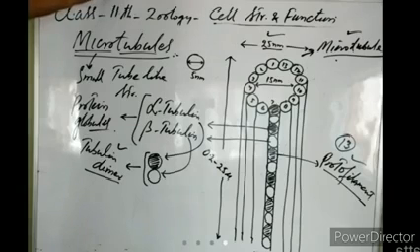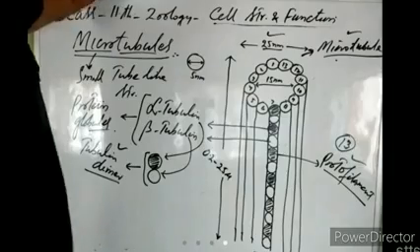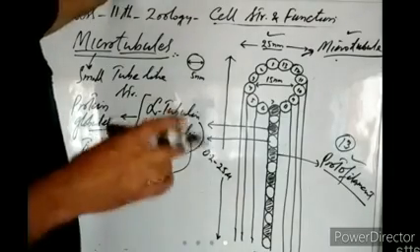Now I hope you understand of what materials the microtubule is formed. These microtubules are formed of tubulin dimers, right? These tubulin dimers combine to form protofilaments. Then 13 protofilaments combine to form a microtubule. A microtubule may be 0.2 to 25 microns long. It has a diameter of 25 nanometers. It has a lumen inside.